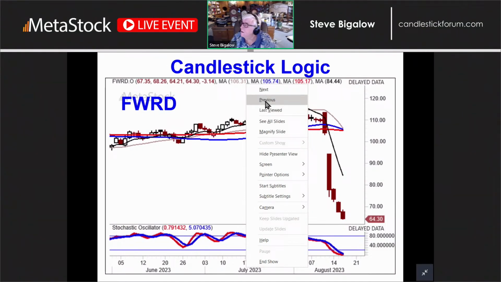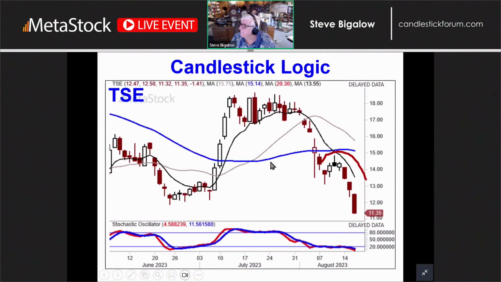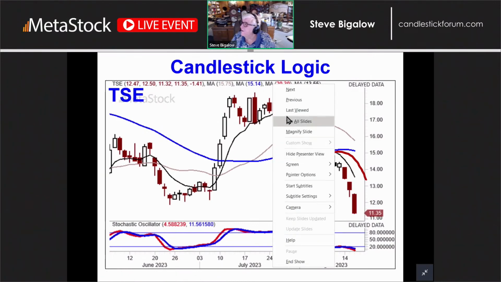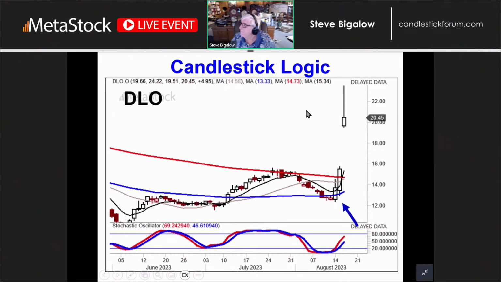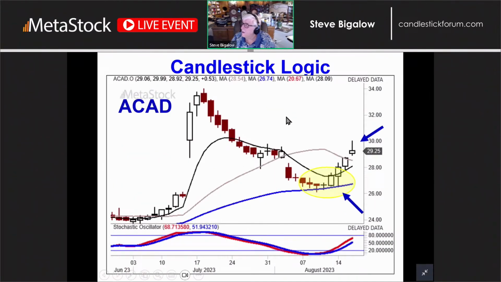Let me see if I can get to a best friend signal for whoever was asking. Best friend signal. Oops, I might not have one on here. Here's a best friend signal. Doji gap up.